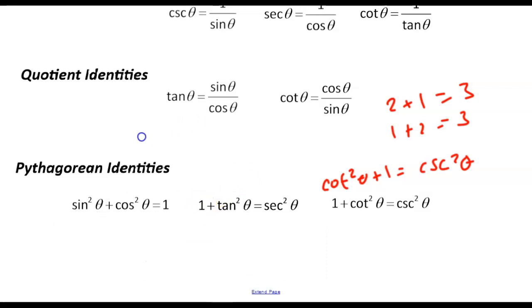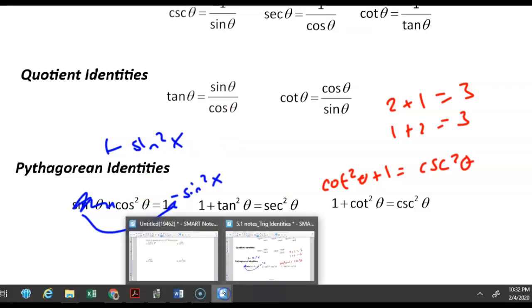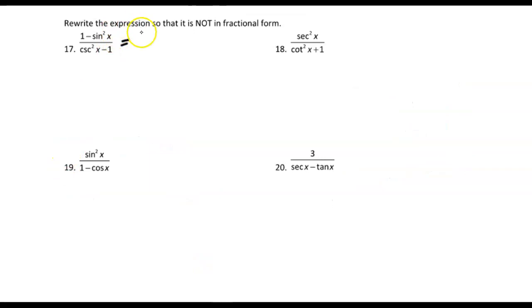Again, we're looking for 1 minus sine squared of x, right? Well, can I get that from here? Yes, absolutely. Move that over here. It's going to be negative. So 1 minus sine squared of x equals cosine squared of x. So we'll go back and plug that in, right? This is cosine.